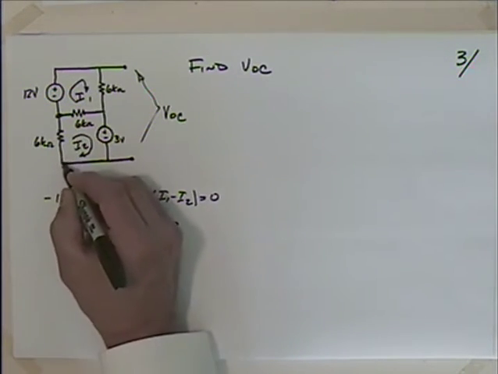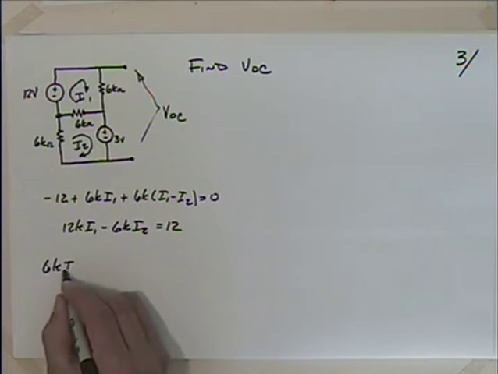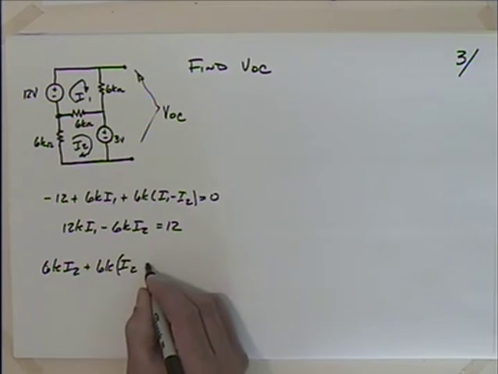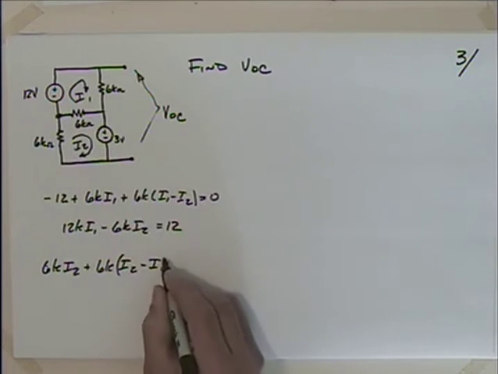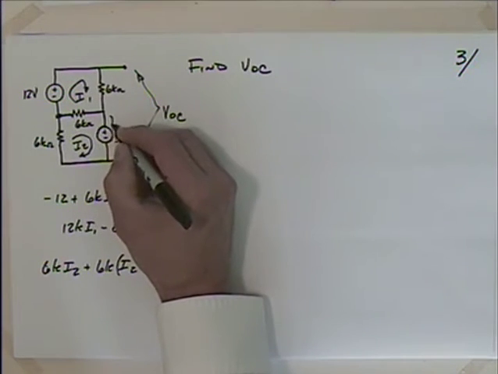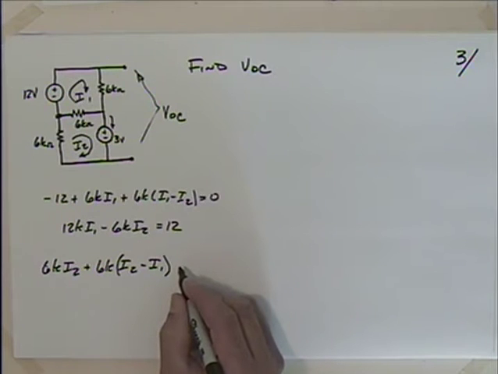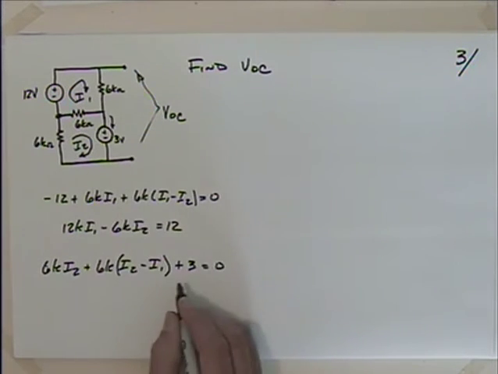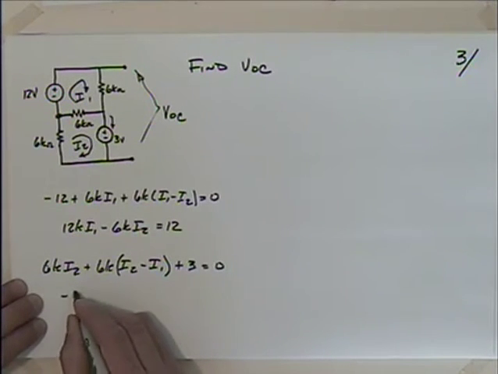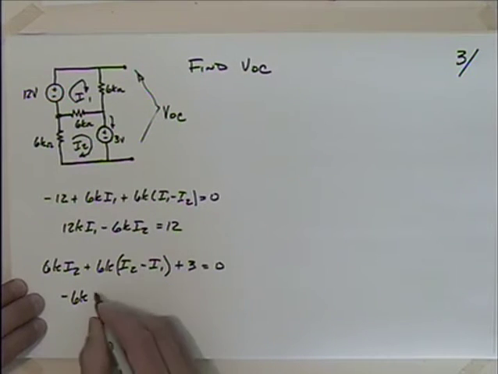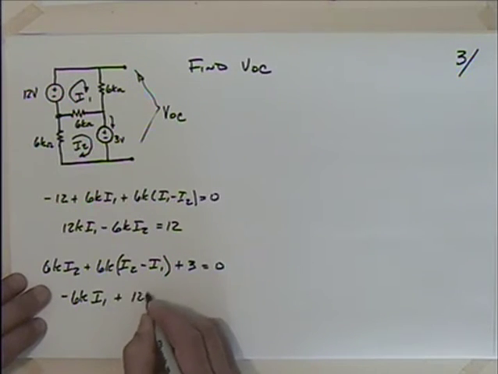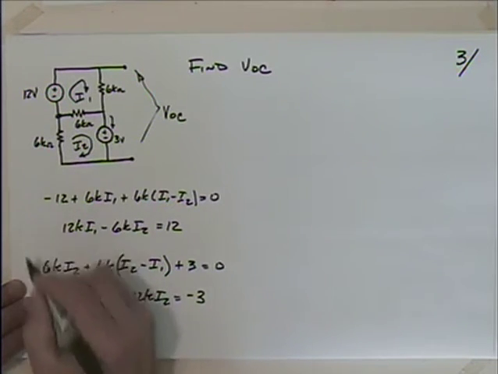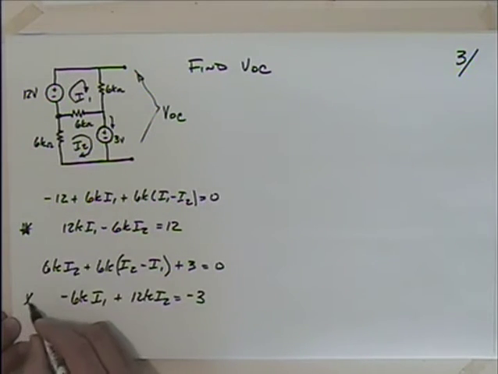Well, if I go around here, I could say that I have 6k I2 plus 6k (I2 minus I1). That's right there. And then I'm going to be coming through this one from positive to negative, so that's a drop. So we'll say that that's positive 3. Gets me back to my starting point, saying that's equal to 0. So I have minus 6k I1 plus 12k I2 is equal to minus 3. So I have a couple equations there, this equation and that equation.